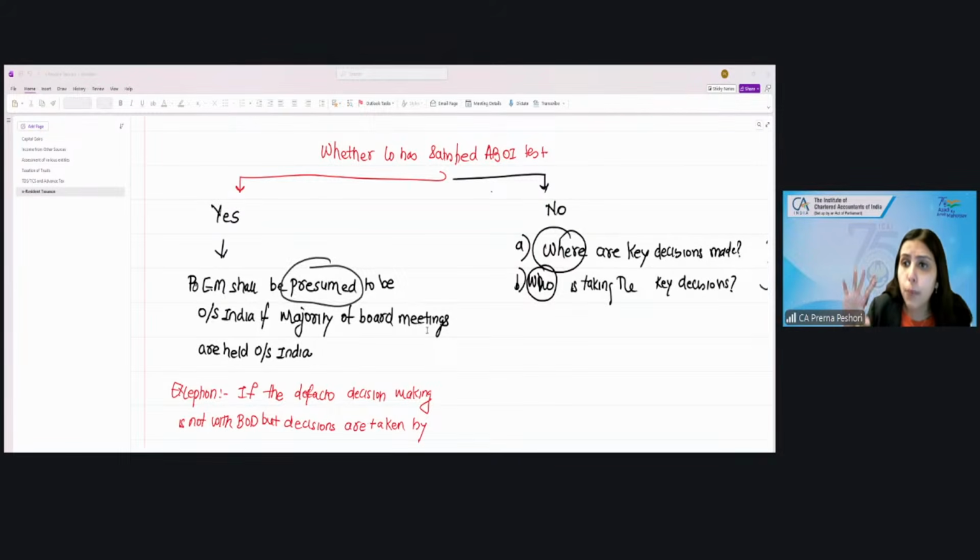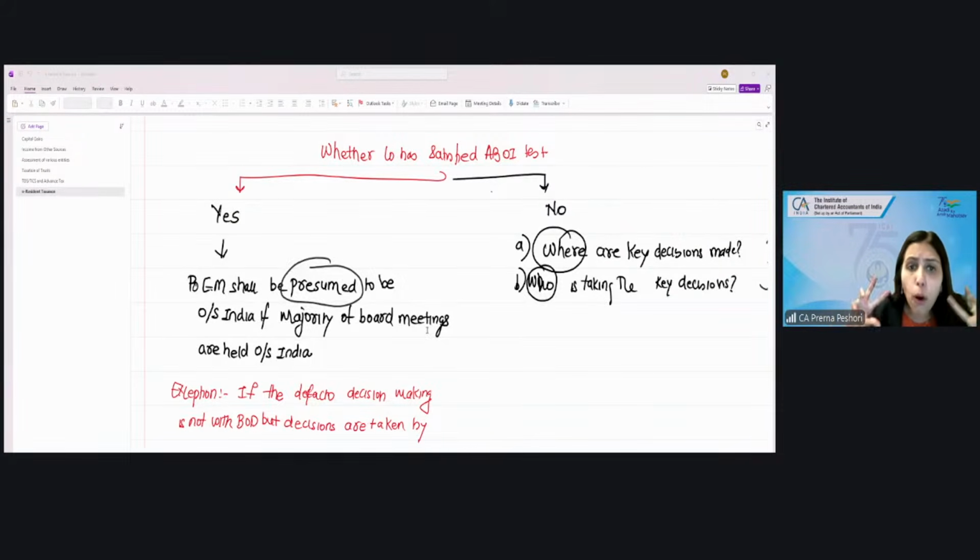Or if the board of directors is there just formally, as having some body, but they are not taking the decisions. It is somebody else, like some senior management, some shareholder, some legal or financial advisor who is taking the decision, and the board just accepts those decisions, just ratifies those decisions. Then the POEM will be the place where the senior managers or these legal advisors take the decisions.